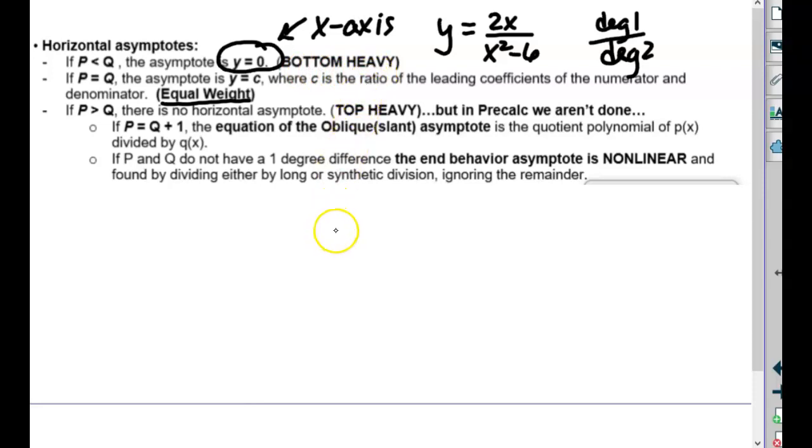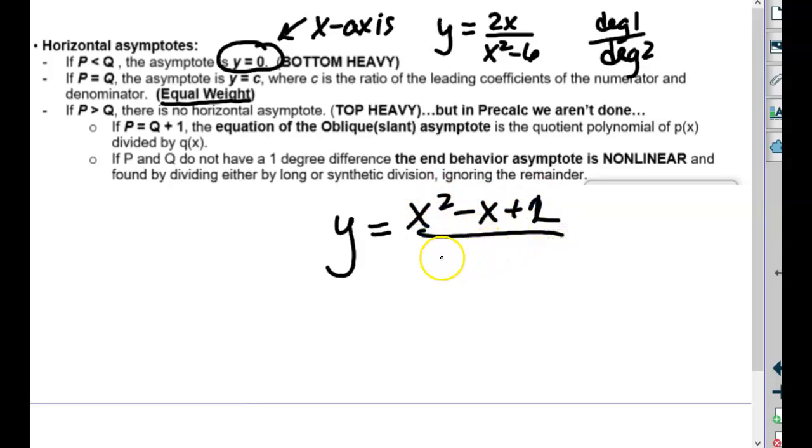All right, the third possibility is that it is top heavy, and this is the one that in the past you may not have had to deal with. I don't know that this factors, I don't really care. This is degree 2 over degree 1. Everybody okay? Degree 2 over degree 1. That is called top heavy, okay? In the past, you would have simply said there is no horizontal asymptote.